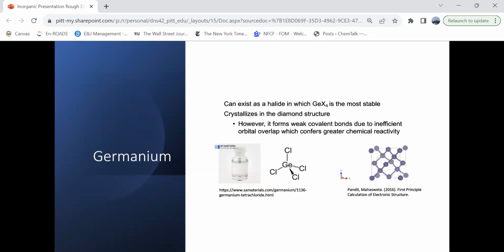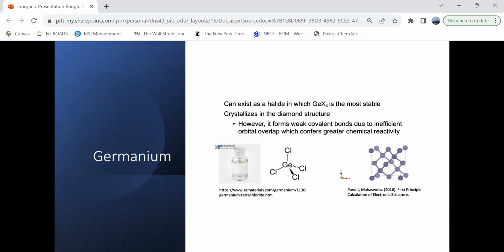Next up is germanium. It is a hard, brittle metalloid that is stable in air and water in its elemental form. It is considered a semiconductor by definition. Germanium can also exist as a halide, in which GeX4 is the most stable form. On the slide is an example of that, where the X4 is used as chlorine instead.